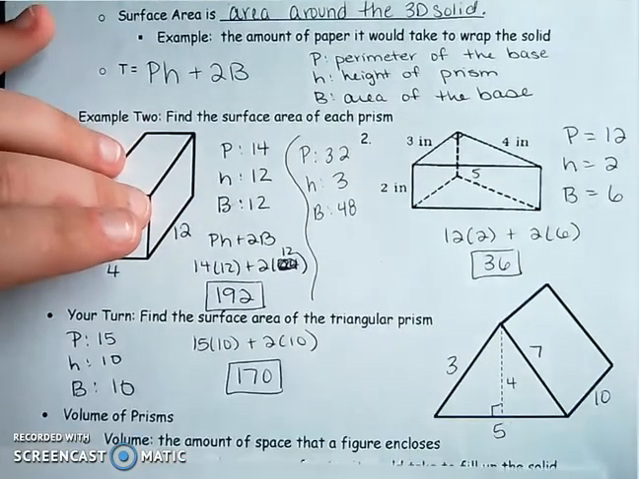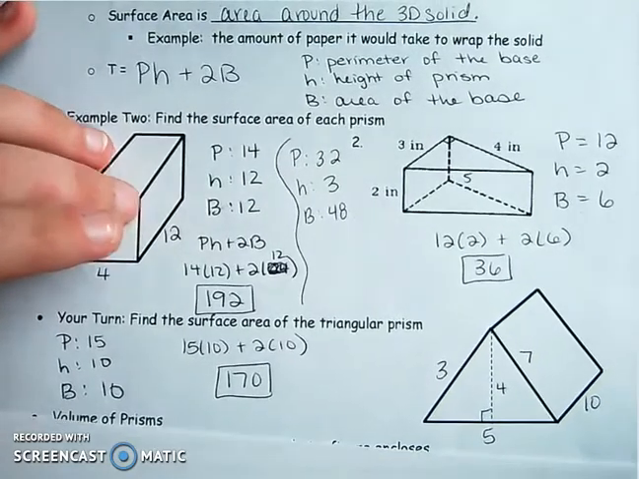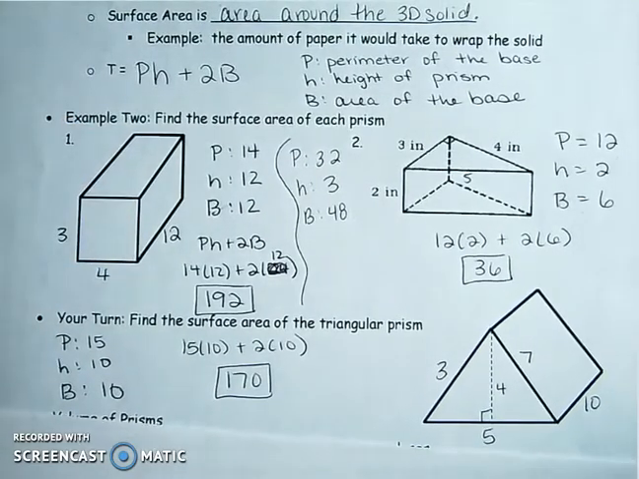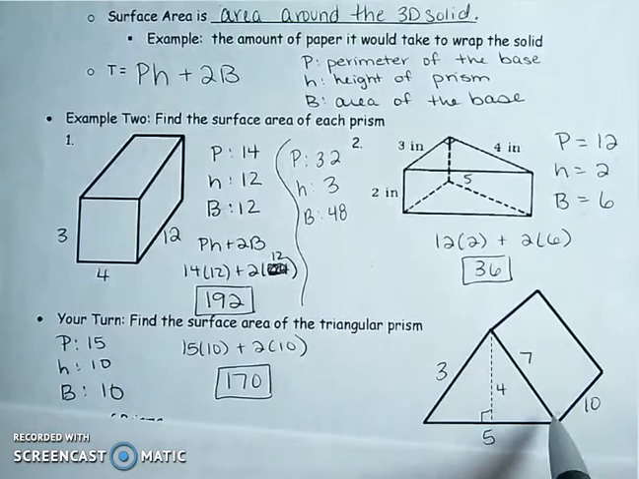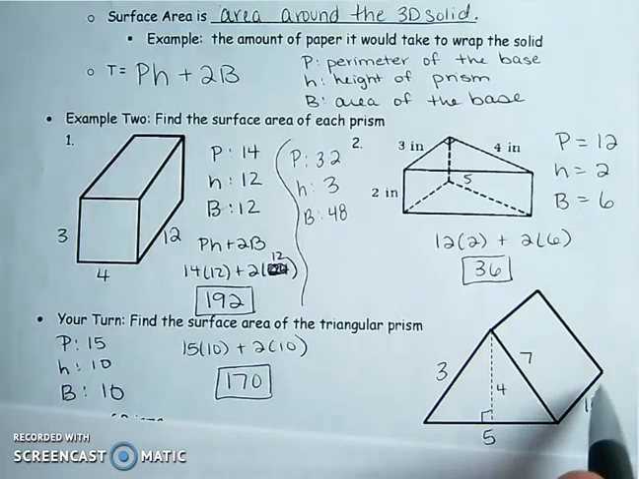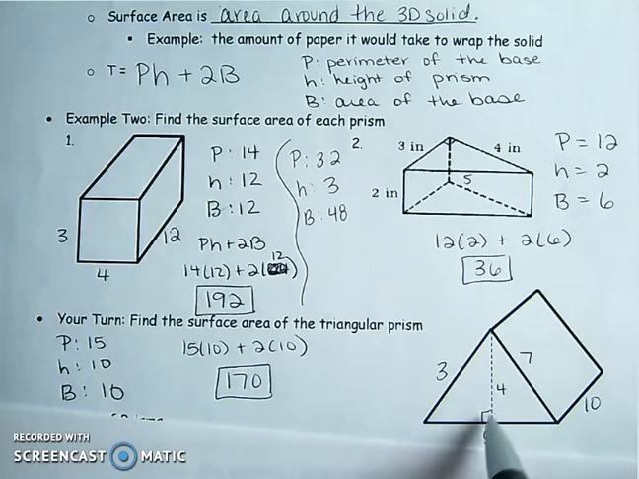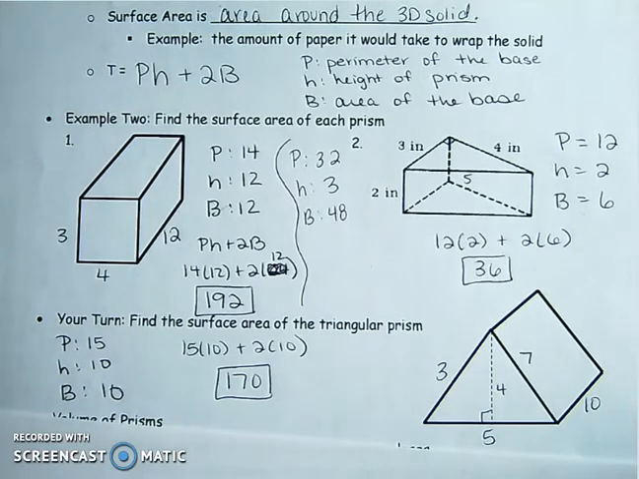On the you try, hopefully you are able to find all the parts. Here, again, the triangle is the base. So the perimeter would be 15. The height of the prism is this other number over here, 10. And the area of the triangle is 1/2 of 4 times 5. So our surface area, or our total area for this triangular prism, is 170.